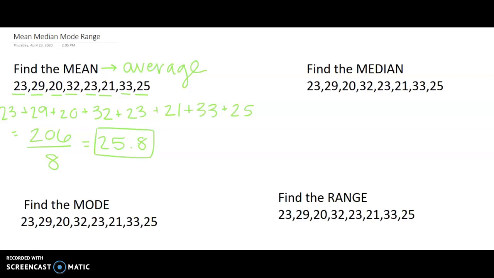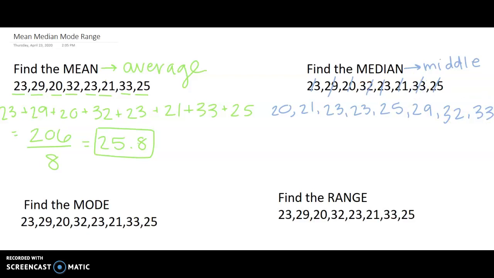Let's go ahead and do our median. What does median mean? That's middle. It is. It's that middle number. In order to find the middle number, I need to list these from smallest to largest. So 20 comes first. Then 21. Then 23 twice. Sorry, I'm going too fast. Let me slow down a little, cowpoke. 23, 23, then 25. Then 29. 32. And then finally, 33.